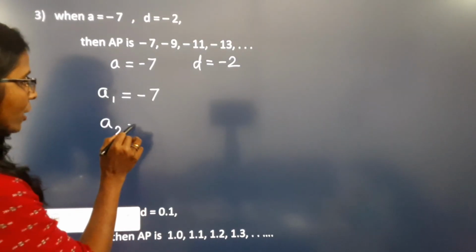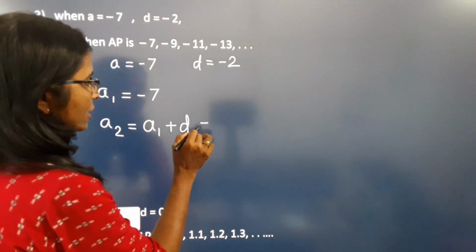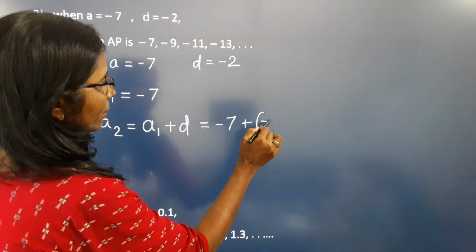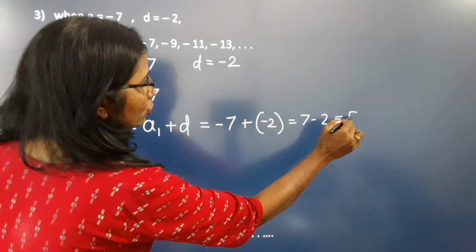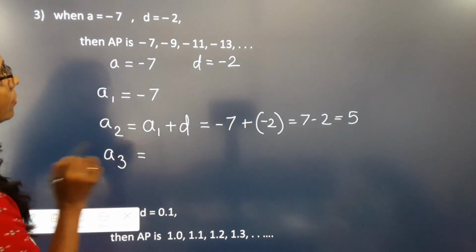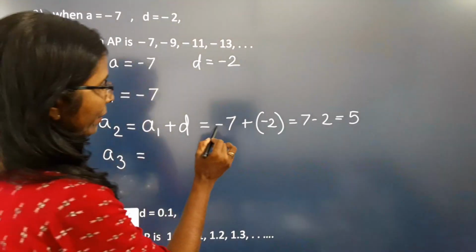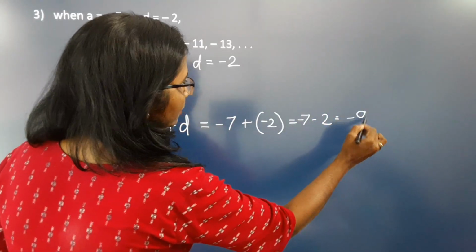Now calculate A2 by the formula A1 plus D. So now here minus 7 plus minus 2, that means minus 7 minus 2, which is equal to minus 9. Then calculate the third term. Okay students, here minus 7 minus 2 and here minus 9.